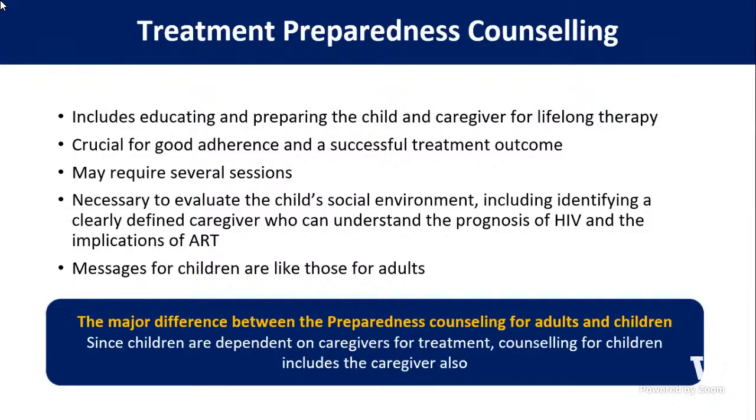So it may require several sessions. They may not conceive, cannot understand, cannot accept, cannot digest that you have to take the medicine lifelong. So you have to take 2 to 3 sessions, and it all depends on the maturity and acceptance of the child and the caregiver. So this is the major difference between the preparedness counseling for adults and children. Children are dependent on caregivers for treatment. Counseling for children includes the caregiver also. So you have to counsel the caregivers also.